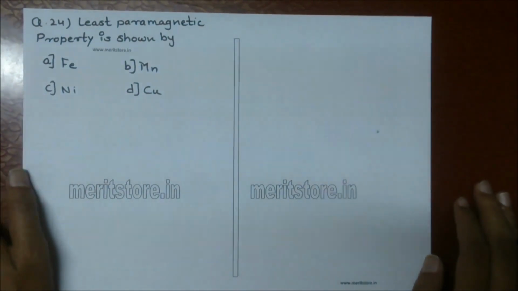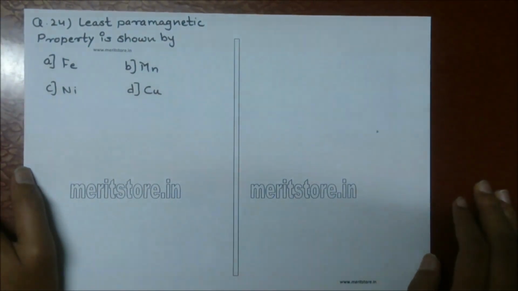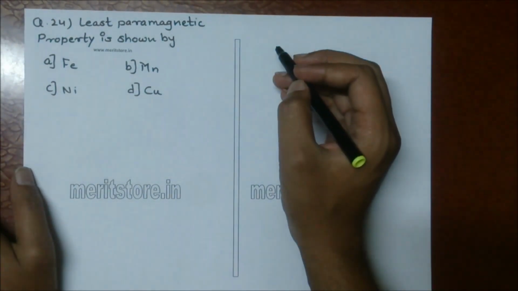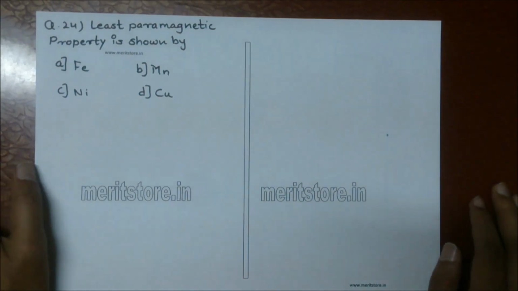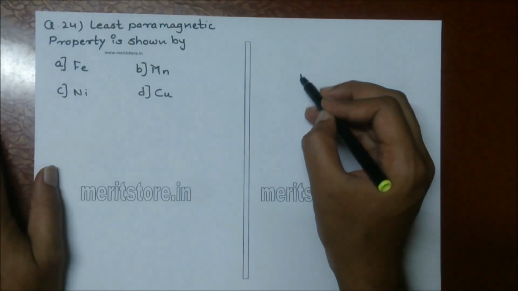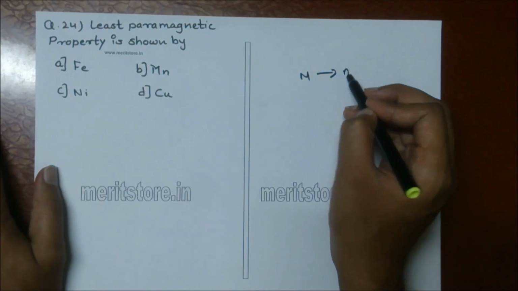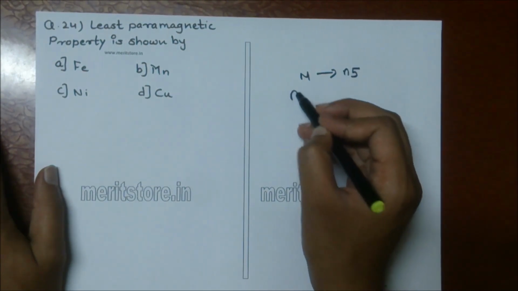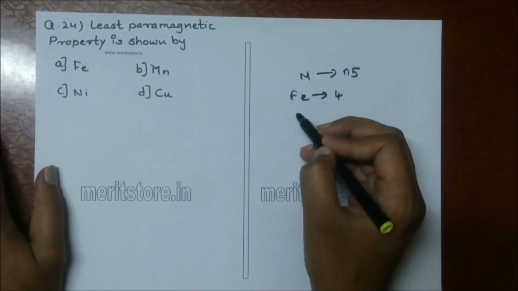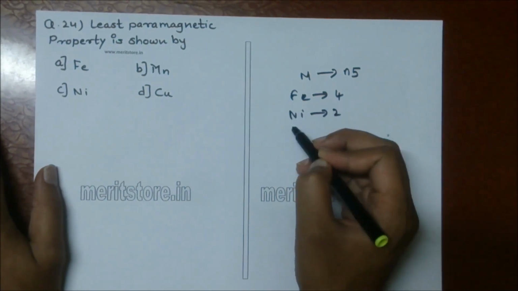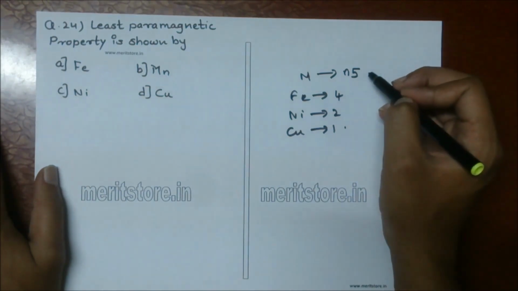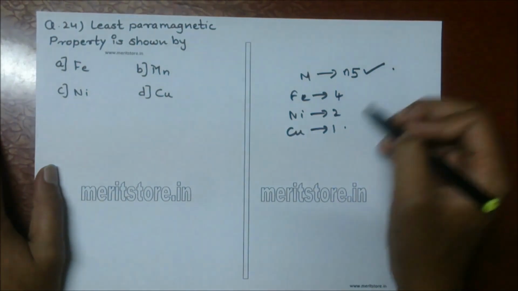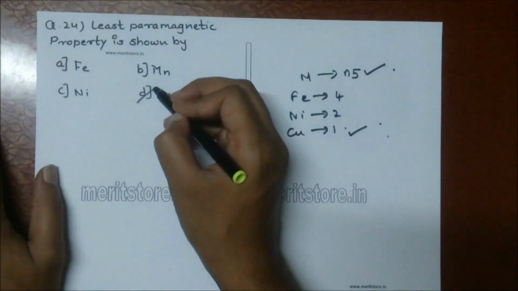Question number 24. Least paramagnetic property is shown by A. iron, B. manganese, C. nickel, D. copper. Paramagnetic character depends on the number of unpaired electrons. In manganese, the number of unpaired electrons is 5. In iron, it is 4. Nickel, it is 2. And copper has 1. So maximum paramagnetism is shown by manganese and least is shown by copper. So option D is the correct answer.